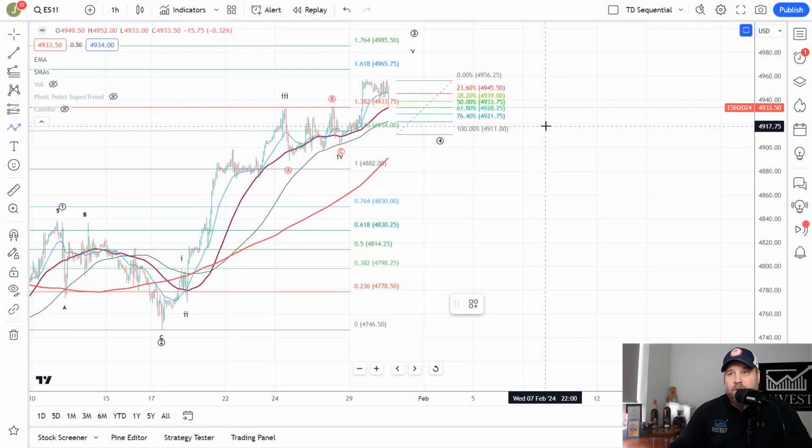All right, guys, with Fed Day today, let's jump into the chart and take a look. Okay, guys, so here we are on the 1 hour futures chart for the S&P 500.